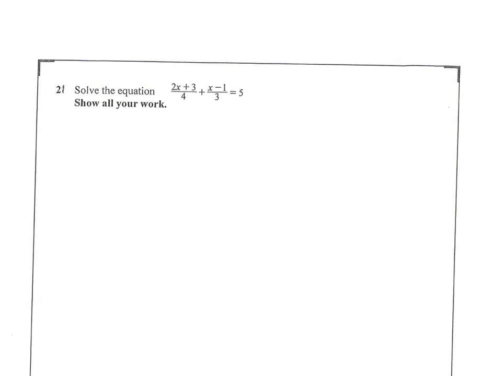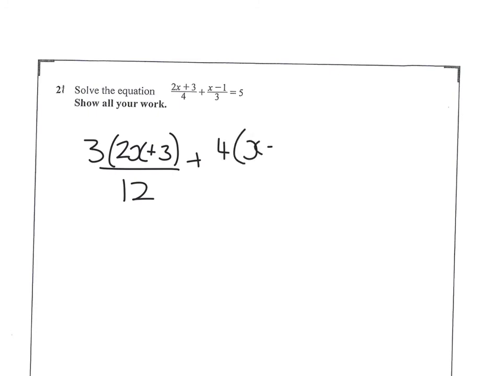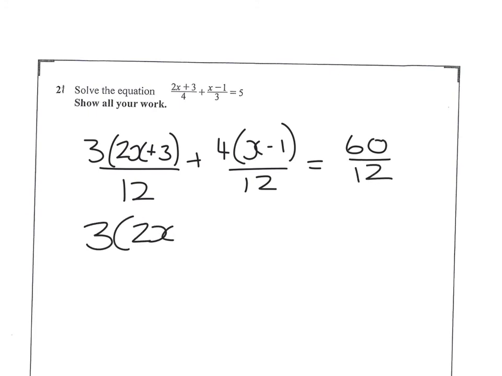Dealing with fractions, we need everything to have the same denominator. So I'm going to multiply the first fraction. I'm going to make it 12. So I multiply the top by 3. To make the second fraction 12, we multiply the top by 4. And then we have 60 over 12. As soon as they all have the same denominator, we can ignore those and just deal with the numerators.